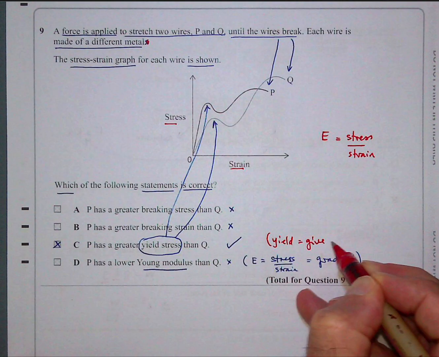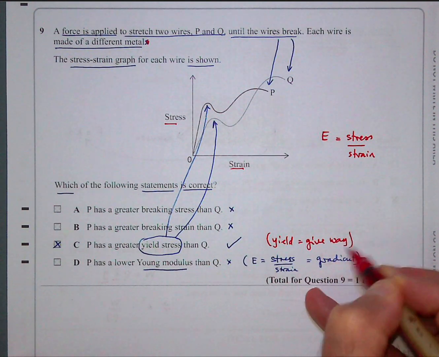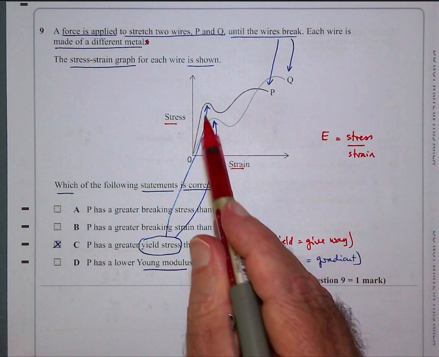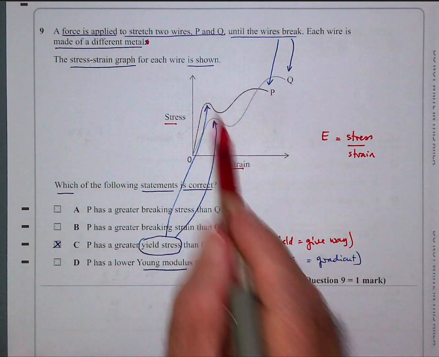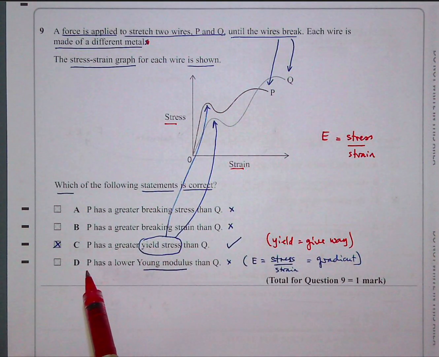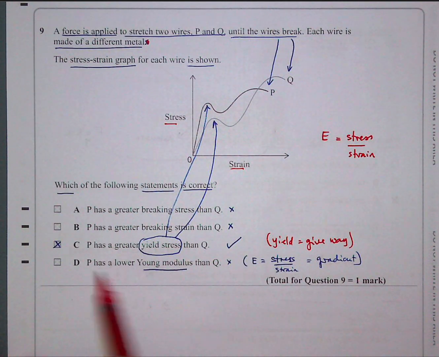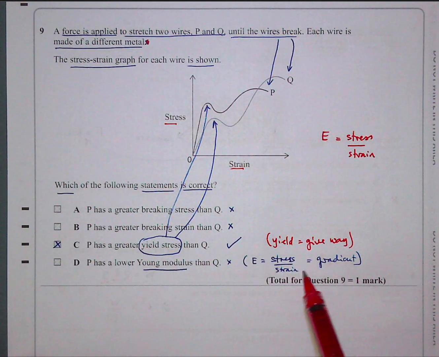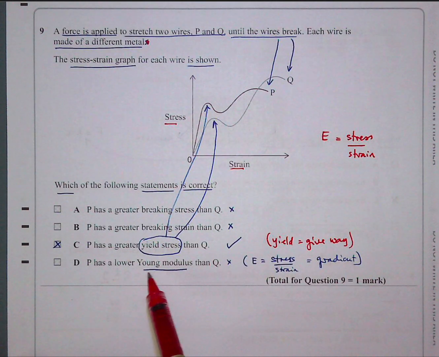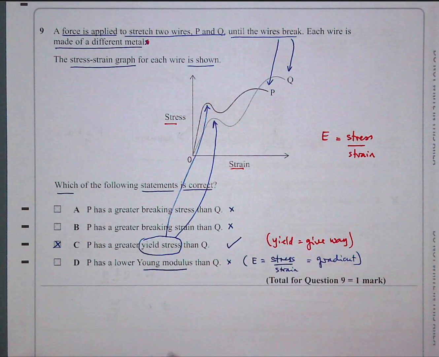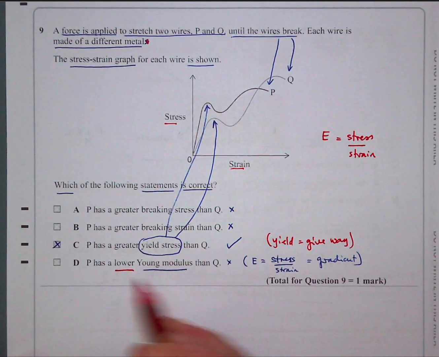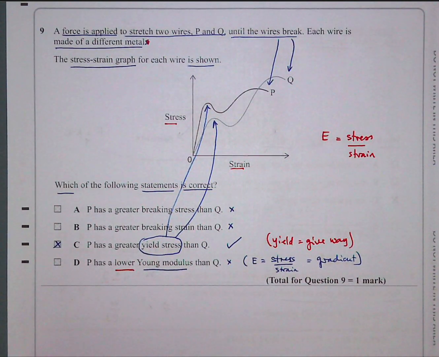So it gives way at a certain stress, and it suddenly then stretches. So this is where the yield point is on both graphs, and P's is greater than Q's. You can also work out that D is wrong, from what I told you, the gradient. It says P has a lower Young's modulus. Well, P is steeper, so it's not lower, P has a greater Young modulus than Q.